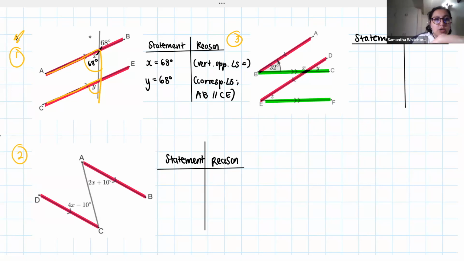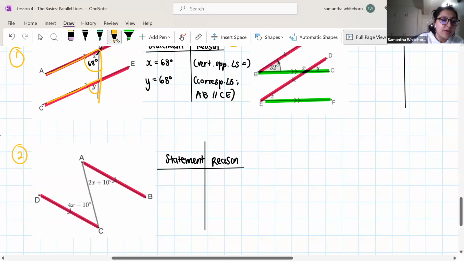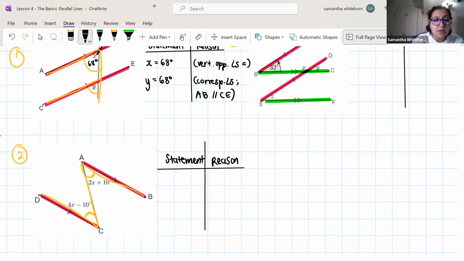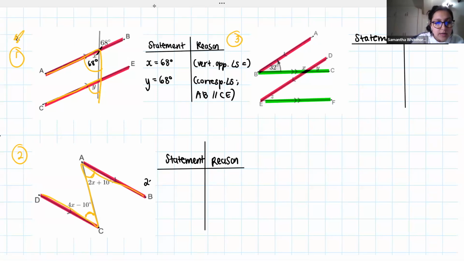Okay, for question 2, definitely not hard to identify what shape we're working with. We can very clearly see it's the zigzag. So these 2 angles are equal to each other, but we do have to set up an equation. So 2x plus 10 degrees is equal to 4x minus 10 degrees. And my reason is alternate angles.